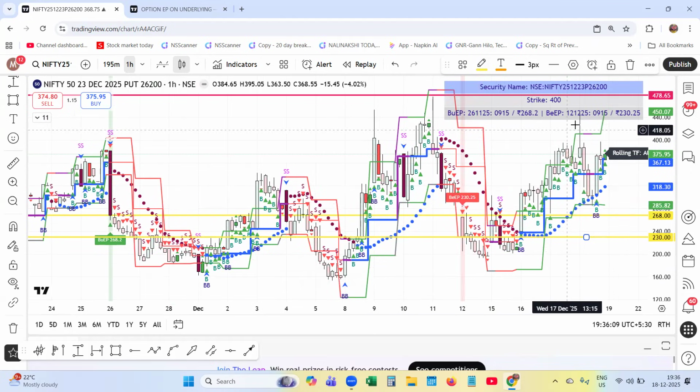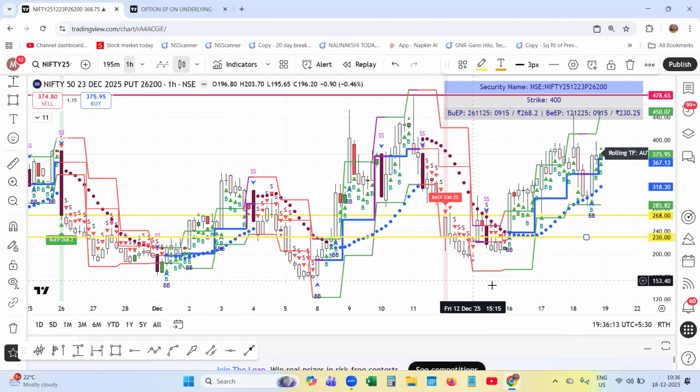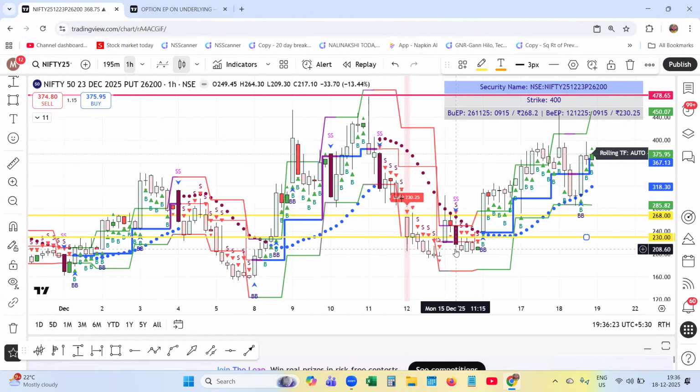So on 12th, the bearish EP has been triggered on 230. I'll be keenly watching on 12th. If I go to the underlying on 12th itself, EP has been triggered. EP also triggered on 12th. When EP has been triggered on 12th at 230, you can see there, the market went down. At that time, that was the pullback.